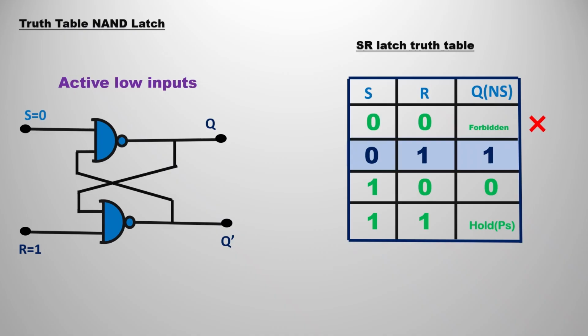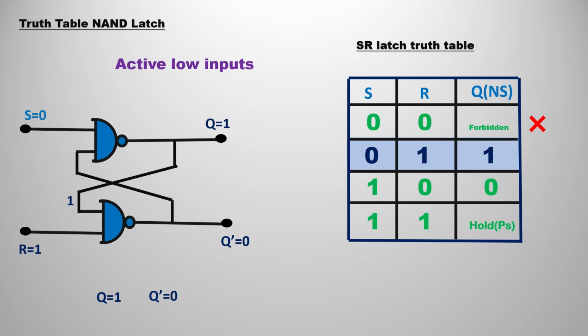Now we are going to verify the SR NAND latch truth table. First we are going to put S as 0 and R as 1 in the circuit diagram and verify the outputs. We already know the NAND gate truth table: if any one of the inputs is 0, the whole output becomes 1. We have already seen this, because it is a basic universal gate. Here S is equal to 0, so one of the inputs is 0, and we don't care about the remaining input. So the output Q would definitely be 1.